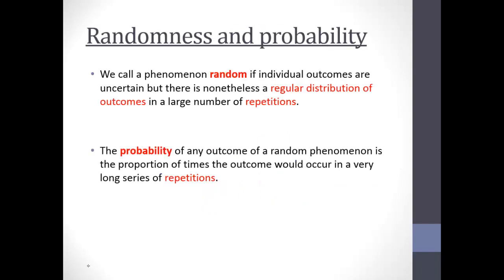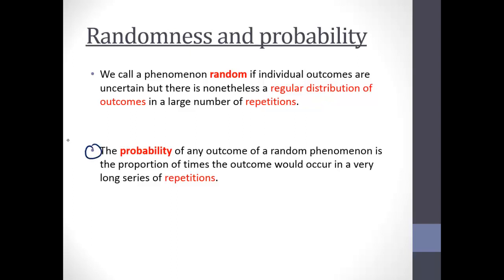So this leads us to more formal definitions of the term random that we've been using a lot in this class. We call a phenomenon random if individual outcomes are uncertain. So think about the short term: we have unpredictability going on there. But nonetheless, we have regular distributions of outcomes in a long run of repetitions. As with the previous example, as my sample gets bigger and bigger, as I include more and more people, I would have more of a predictable result. So that's what I mean by a random phenomenon.